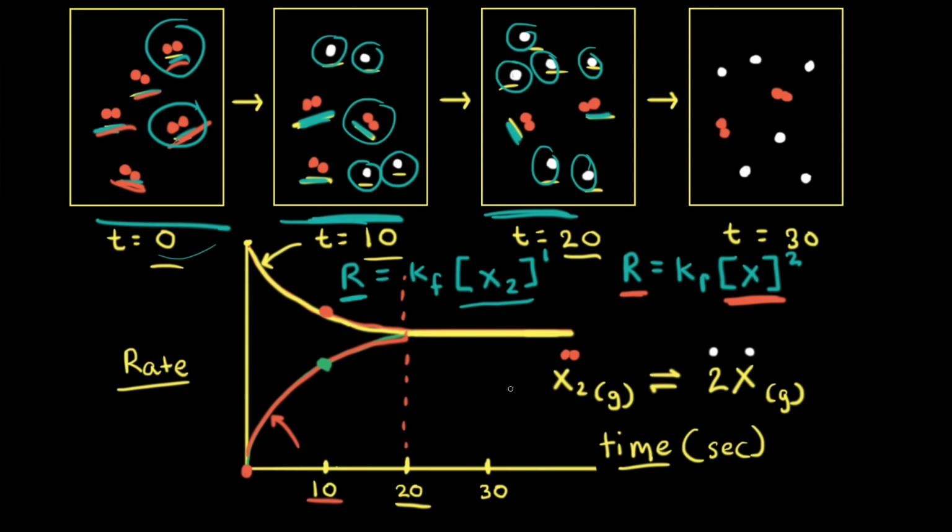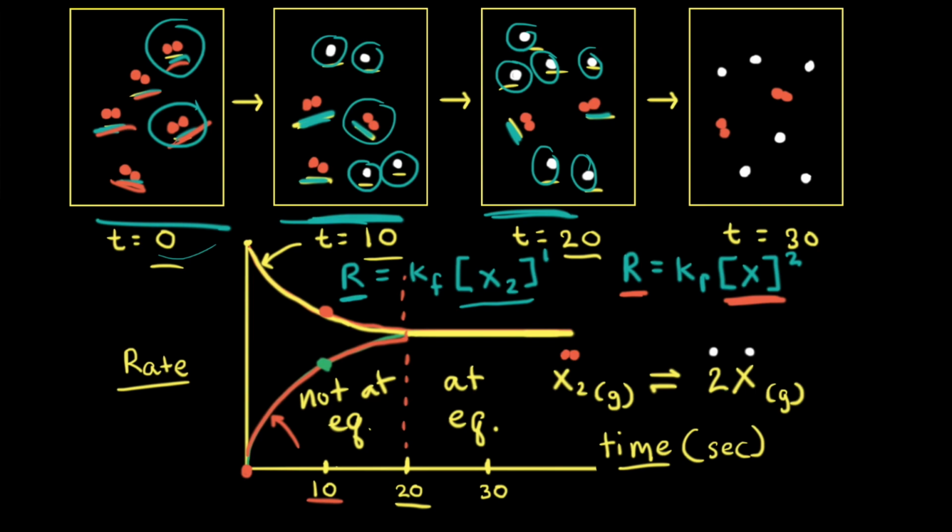And when the rate of the forward reaction is equal to the rate of the reverse reaction, the reaction has reached equilibrium. So to the right of the dotted line, the reaction is at equilibrium. And to the left of the dotted line, the reaction is not at equilibrium.